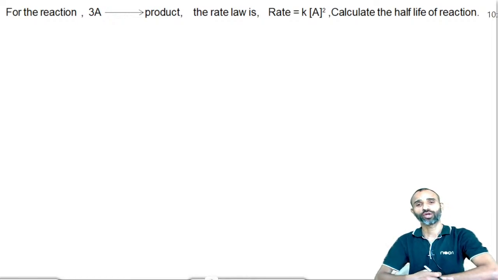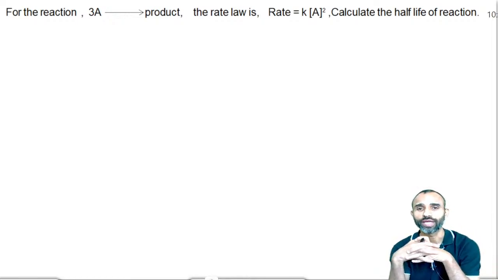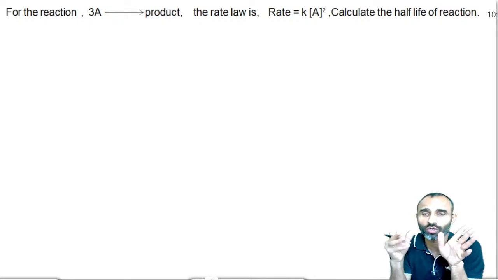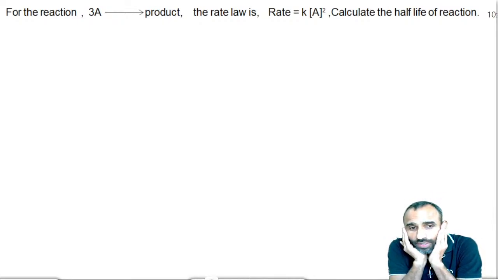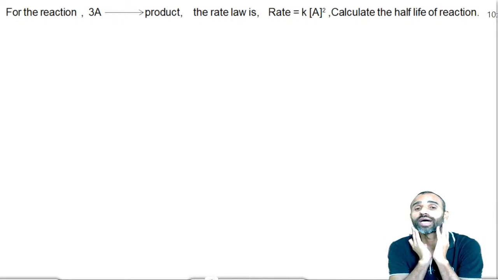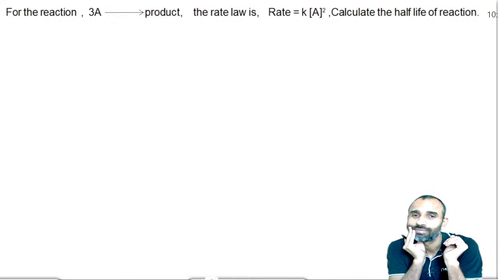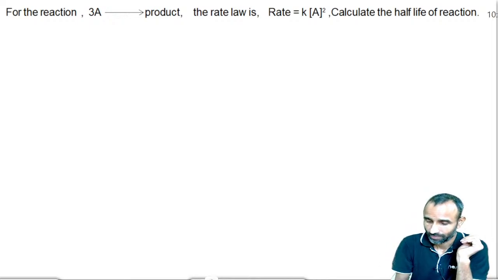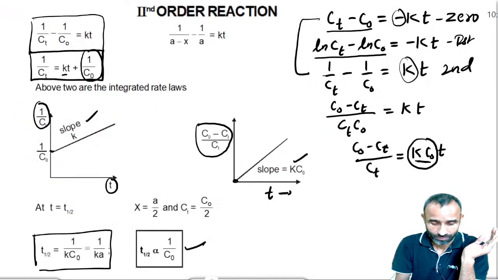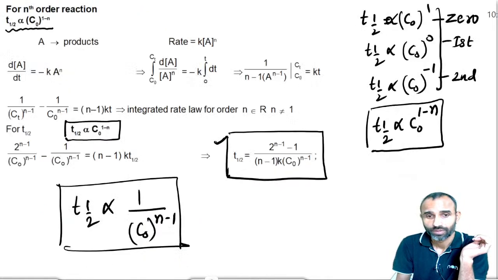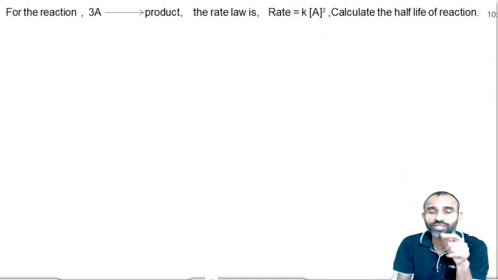For second order reaction, A to product, the rate law is second order, rate equals k A raised to power 2. What is the half-life? Look at it. Half-life was 1 upon k A naught. What is half-life in this?